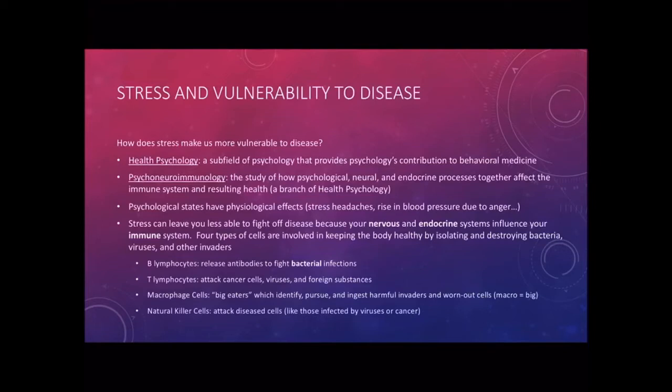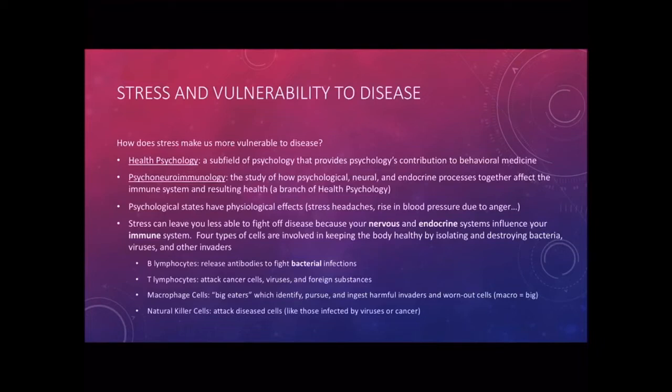And then for T lymphocytes, these are going to attack your cancer cells, viruses, and foreign substances. So I want you to write T equals terrorists and teratogens. Remember that a teratogen is anything that can harm a developing fetus, and these are often things like viruses, foreign substances like drugs and alcohol, things like that. So T lymphocytes come in and try to defend your body from terrorist attacks from viruses or unhealthy cells, and help you fight against teratogens from infecting and hurting your body. So B for bacteria, T for terrorists and teratogens.